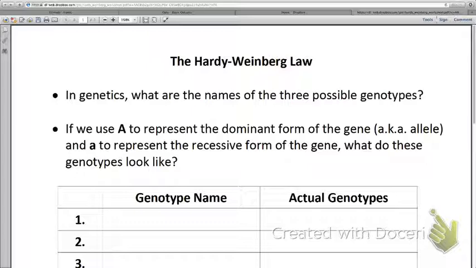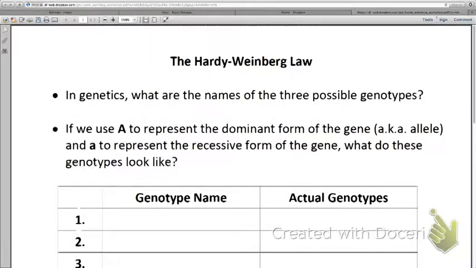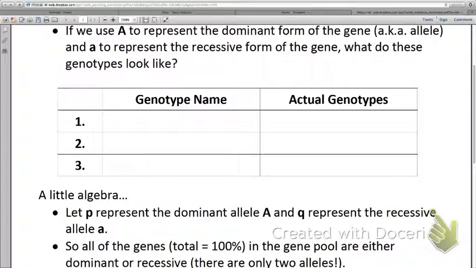What are the names of the three possible genotypes? We have homozygous dominant, heterozygous, I'm going to abbreviate these, and homozygous recessive. So what we're going to do here is use the capital A to represent the dominant form of the gene, or allele, and lowercase a to represent the recessive form of the gene.